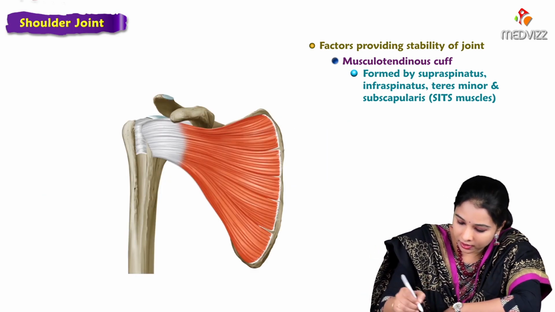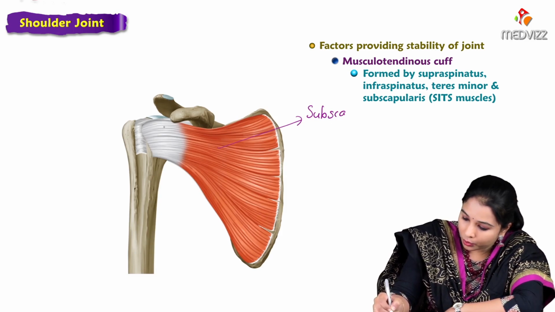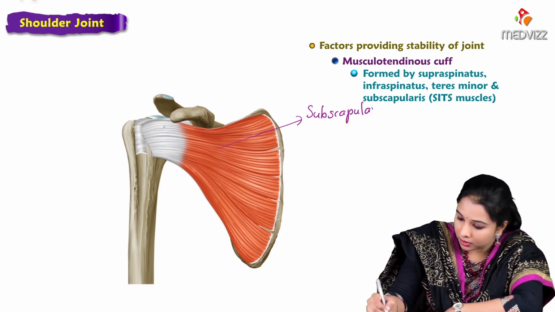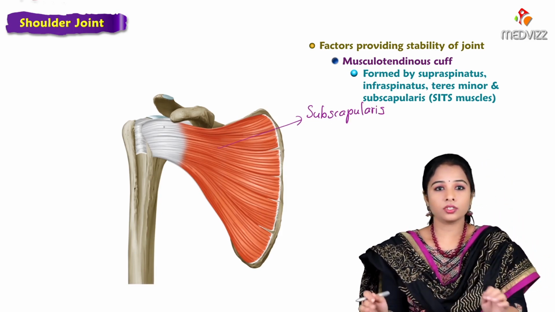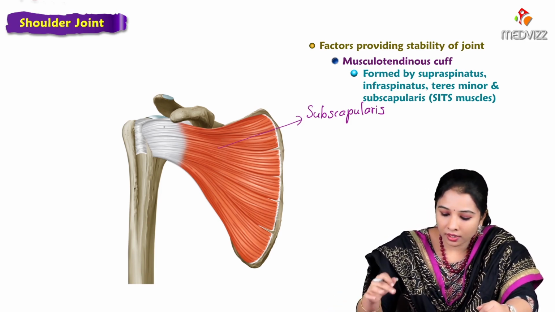So here is the anterior side. This is the subscapularis. It is present underneath the scapula, so it is called the subscapularis muscle. So that is about the musculotendinous cuff.